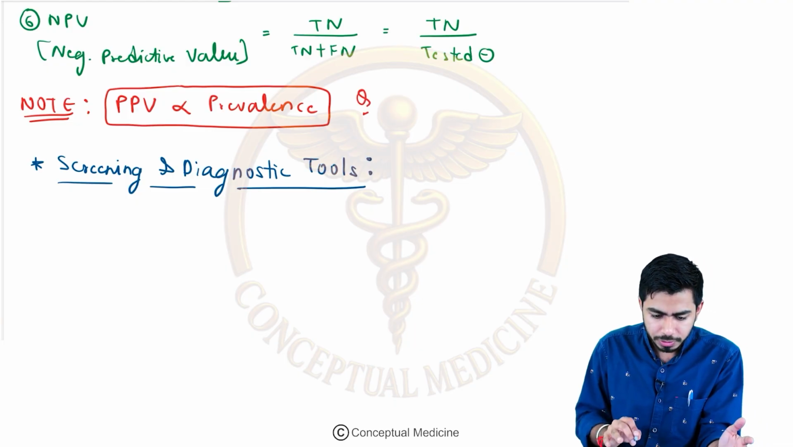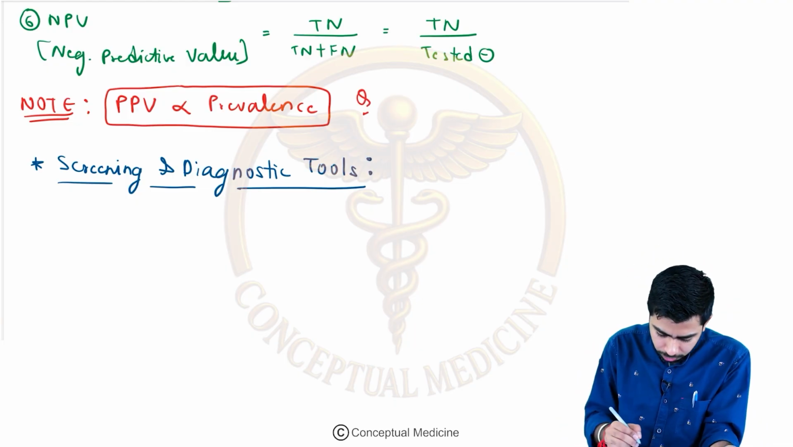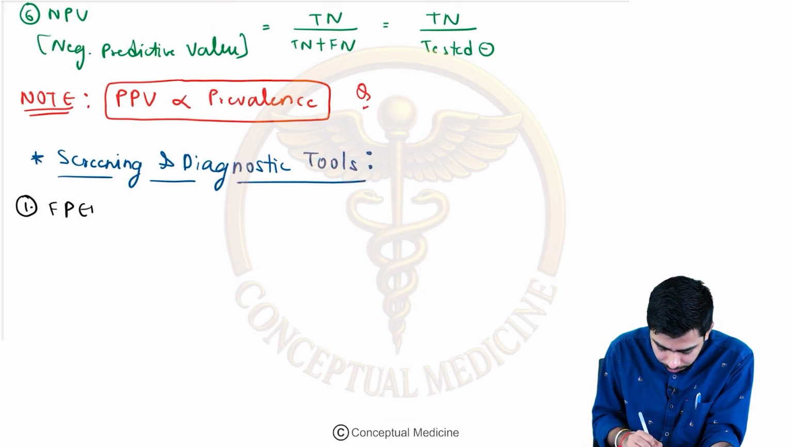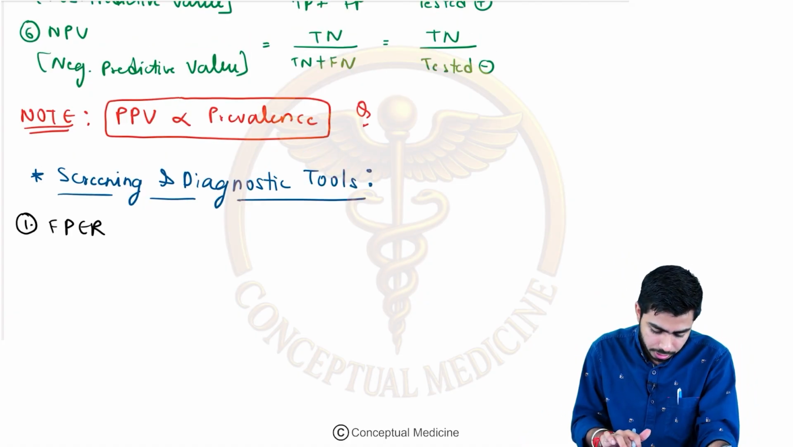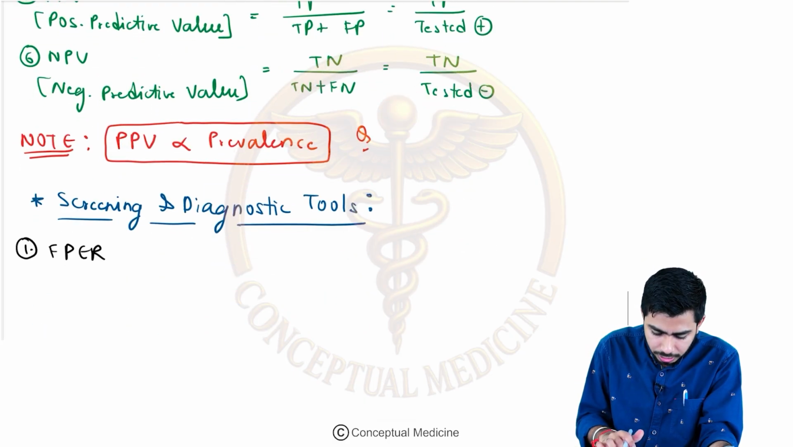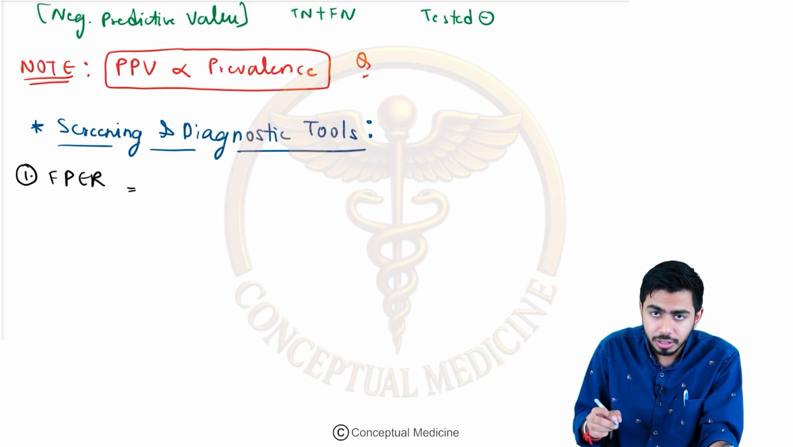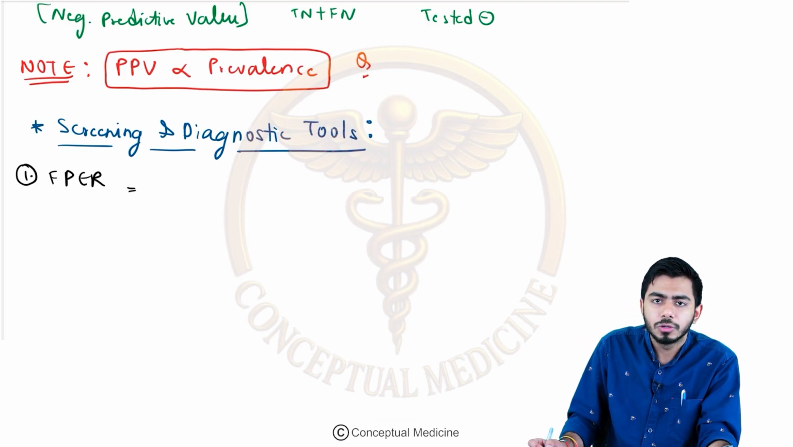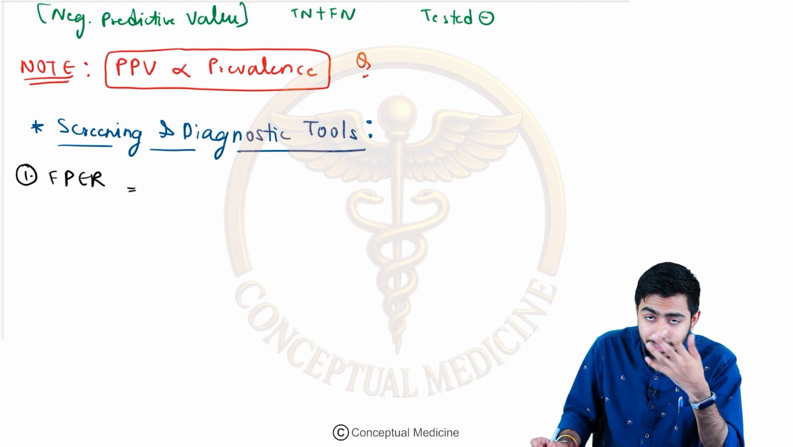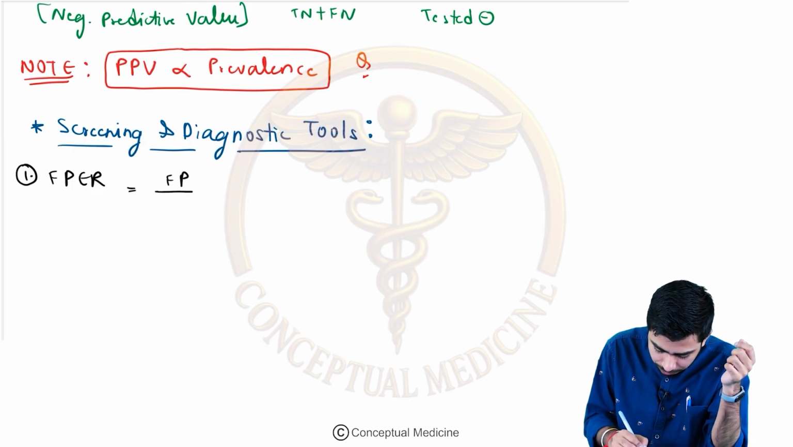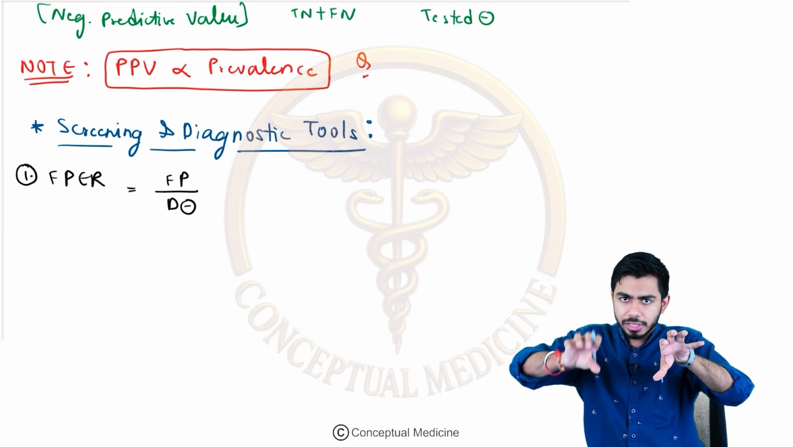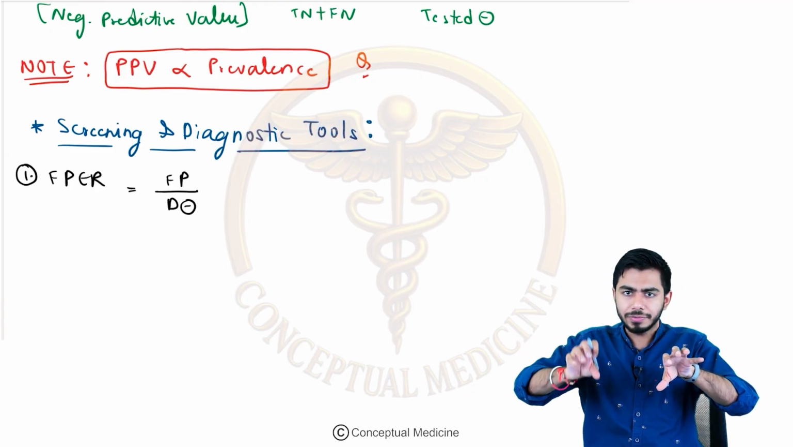So in the screening and diagnostic tools, basically we are talking about two important factors, right? What are these two important factors, guys? First one is false positive error rate. Here we have talked about false positive error rate, false negative error rate, right? So here I am writing again false positive error rate. What was your false positive error rate? I told you already that it was false positive by disease negative. So false positive divided by disease negative, if you guys remember. Okay, so that was disease positive box, that is disease negative box. So false positive divided by disease negative, that was your false positive.